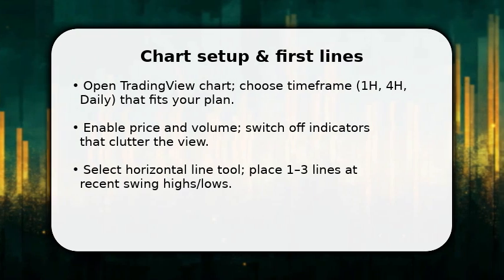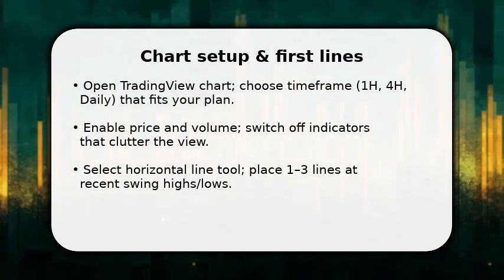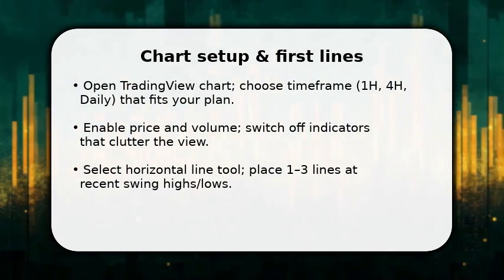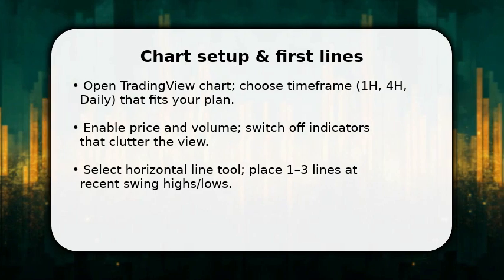Now take the horizontal line tool and mark the most recent swing highs and lows where price reversed. Place 1 to 3 lines only. These are your candidate support and resistance levels. You're collecting evidence, not guessing.